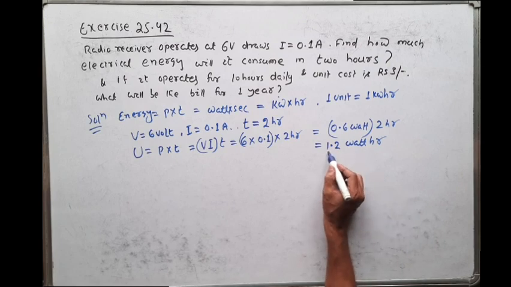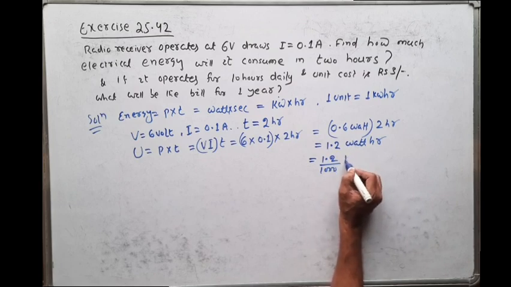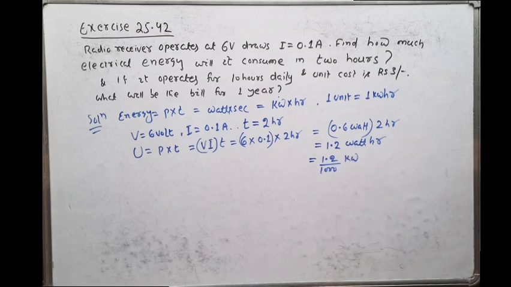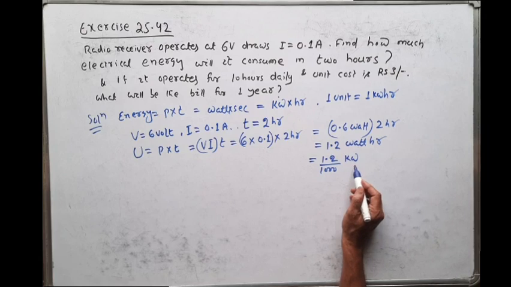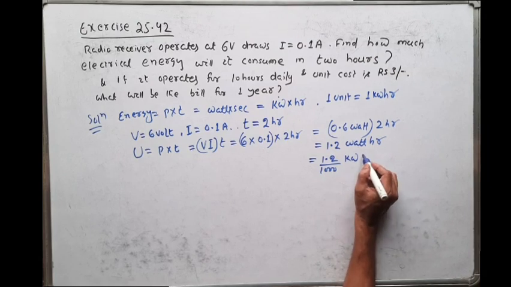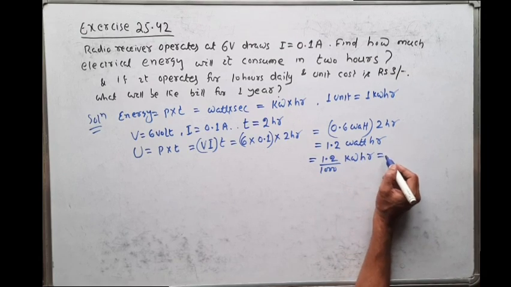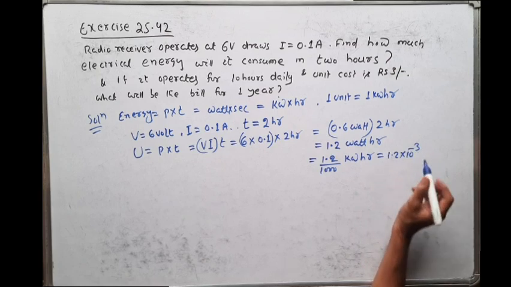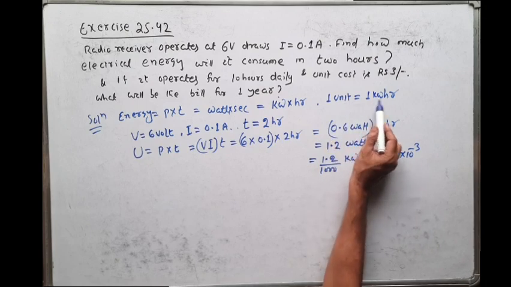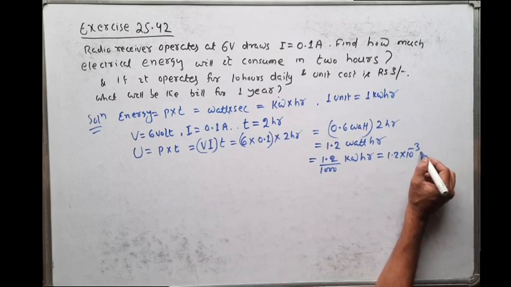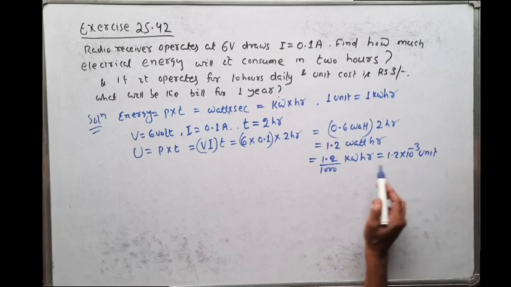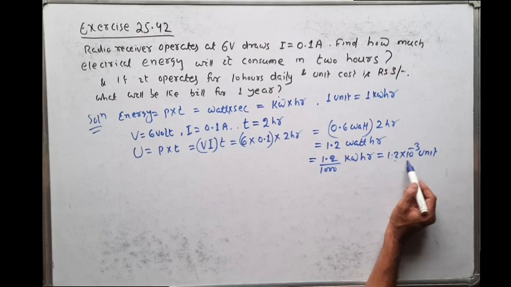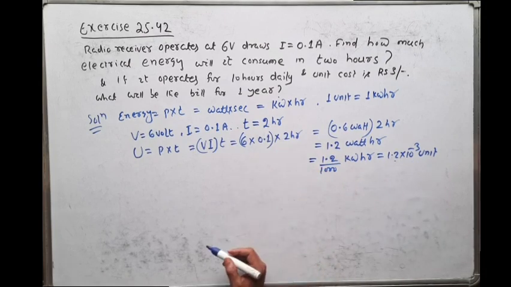Or if you divide by 1000, watt can be expressed in kilowatt. 1 kilowatt is equal to 1000 watt. So divide by 1000 and you will get kilowatt hour. That is equal to 1.2 into 10 to the power minus 3. And you know 1 kilowatt hour is nothing but 1 unit. So the radio consumes this unit of energy in 2 hours.